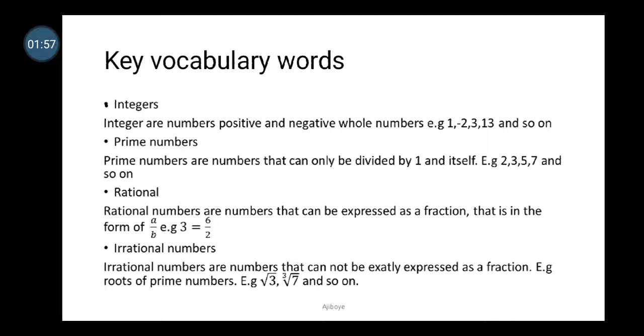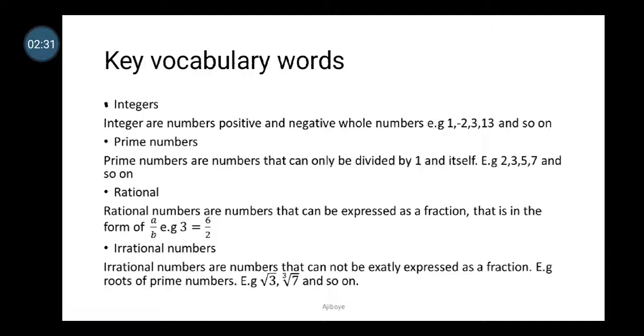Okay? Next key vocabulary word is rational. Rational numbers are numbers that can be expressed as a fraction. Numbers that can be expressed as a fraction are referred to as rational numbers. That is in the form of a over b. For example, 3. 3 is 6 over 2. If you divide 6 by 2, you get 3. And so therefore, 3 can be expressed as a fraction. And therefore, 3 is a rational number. And so many other numbers like that.